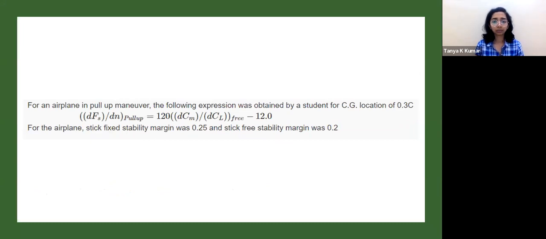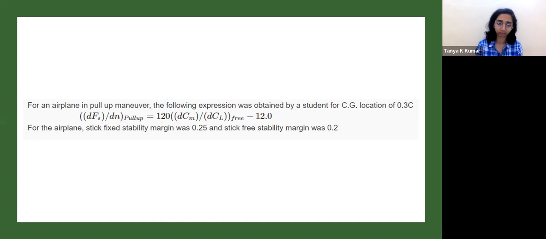Now, we've given you this equation for an aircraft. For an airplane in a pull-up maneuver, the following expression was obtained by a student for a CG location of 0.3c. So they've given you DFS by DN, where FS is the stick force, equal to 120 DCM upon DCL for stick-free, minus 12. That is the negative of the static margin for the stick-free case. For the airplane, the stick-fixed stability margin was 0.25 and the stick-free stability margin was 0.2. Okay, this is the information given to you.